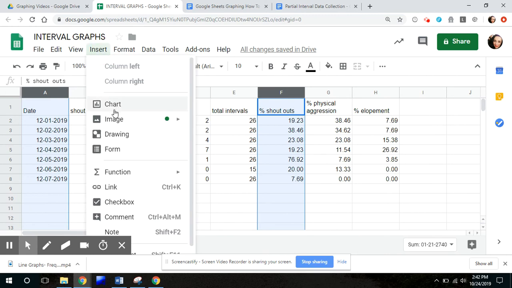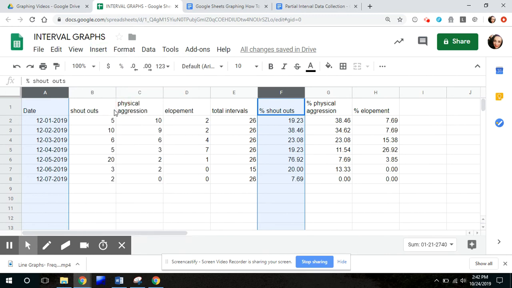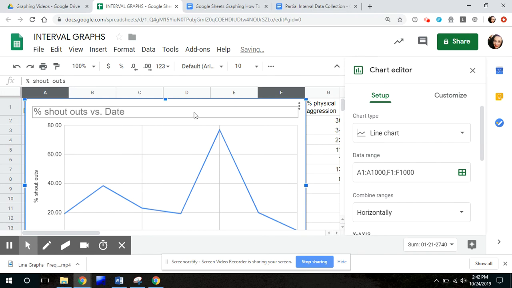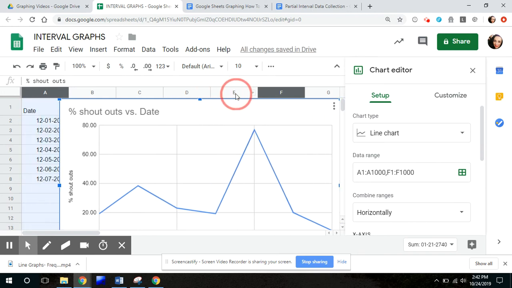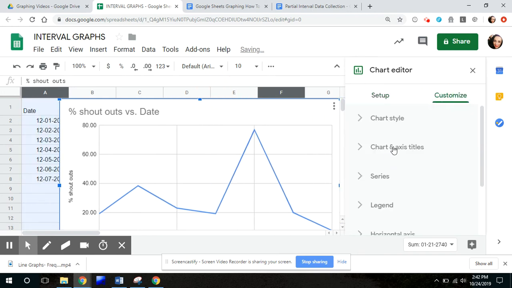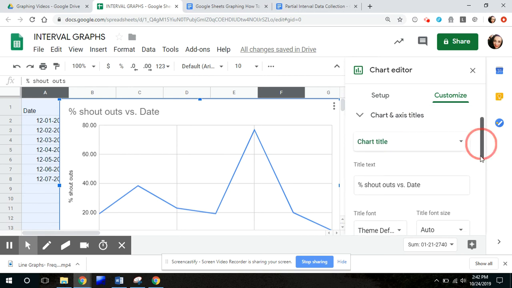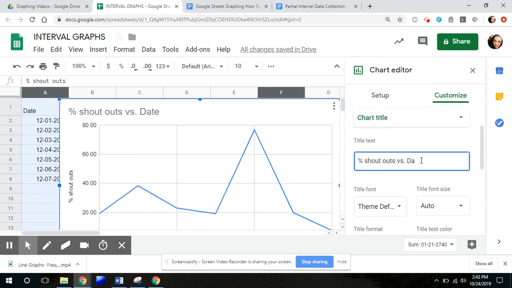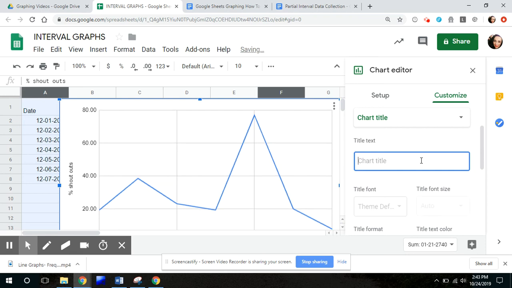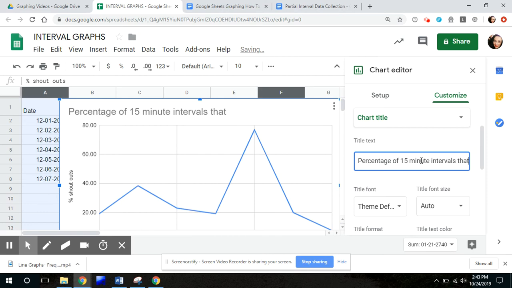So insert chart. A chart pops out. All right, so I'm going to go to customize. First thing I'm going to do, like always, is change the title. All right, so I'm going to say, and again, we will always want our title to be as specific as possible, percentage of 15-minute intervals that shout outs occurred. All right.